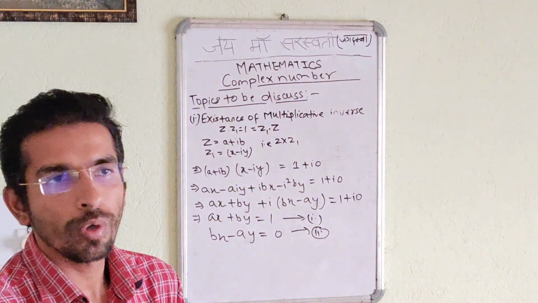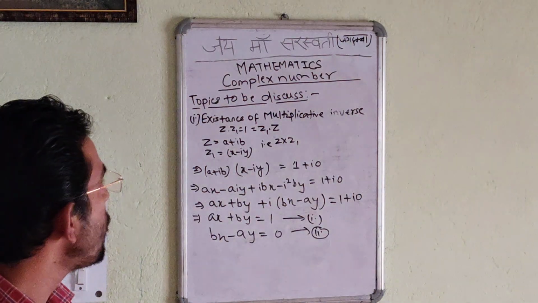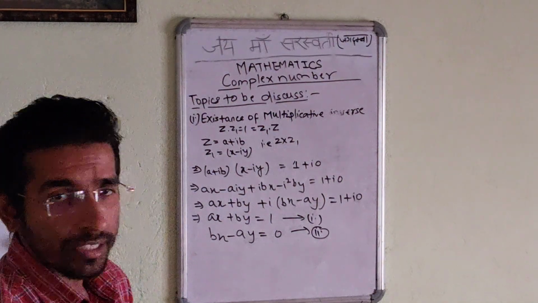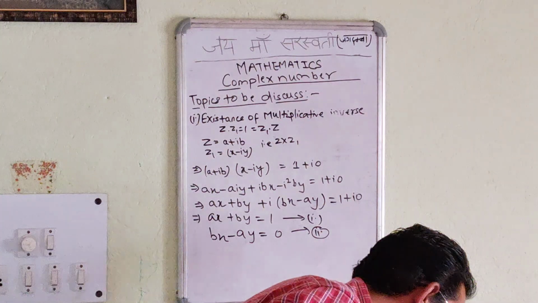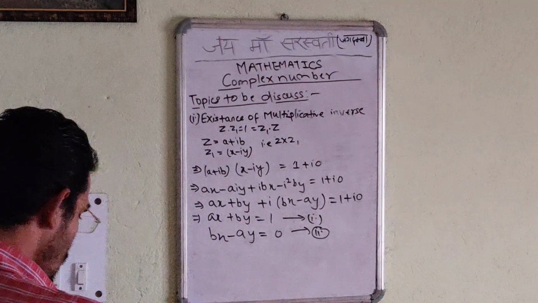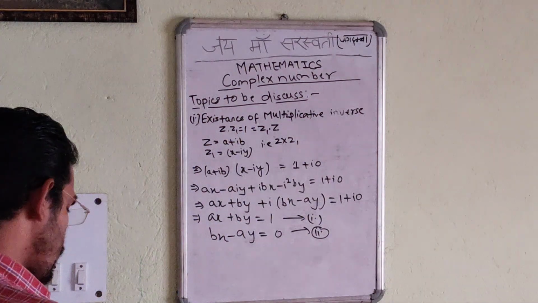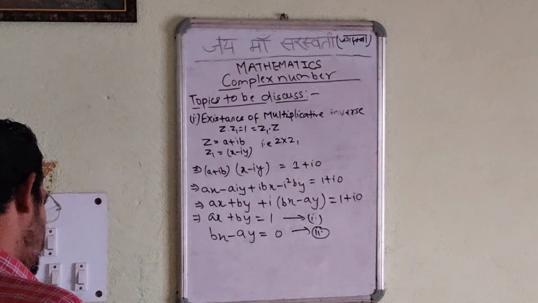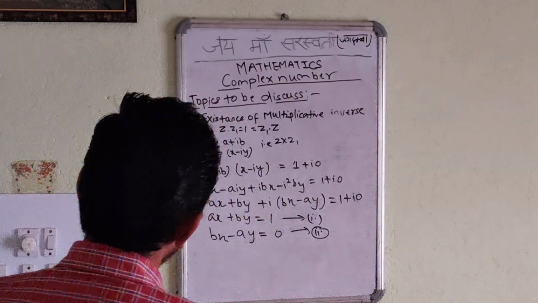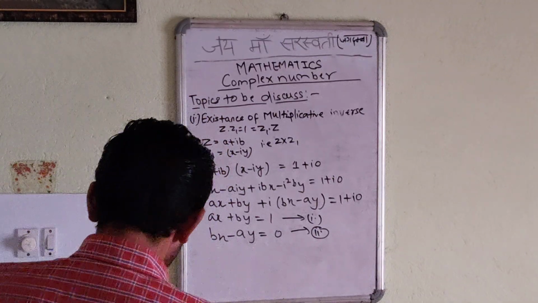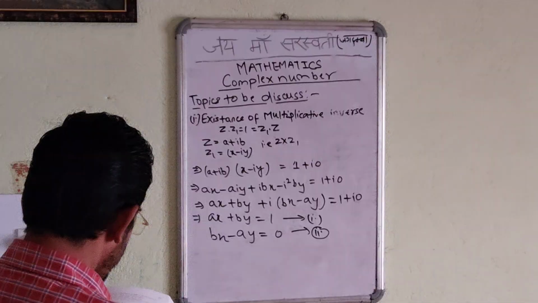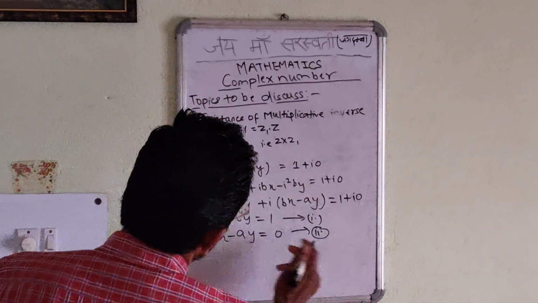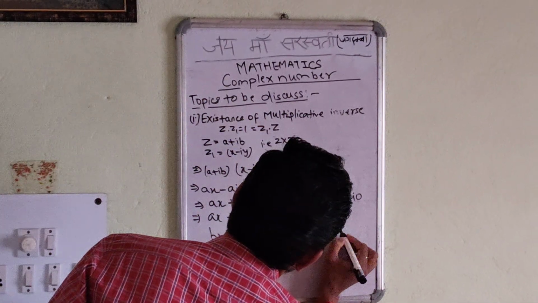We will solve those two equations and find the values of x and y. We will substitute the values here, and it will be easy for us to get the required result. First and foremost, from bx - ay = 0, we have bx = ay.